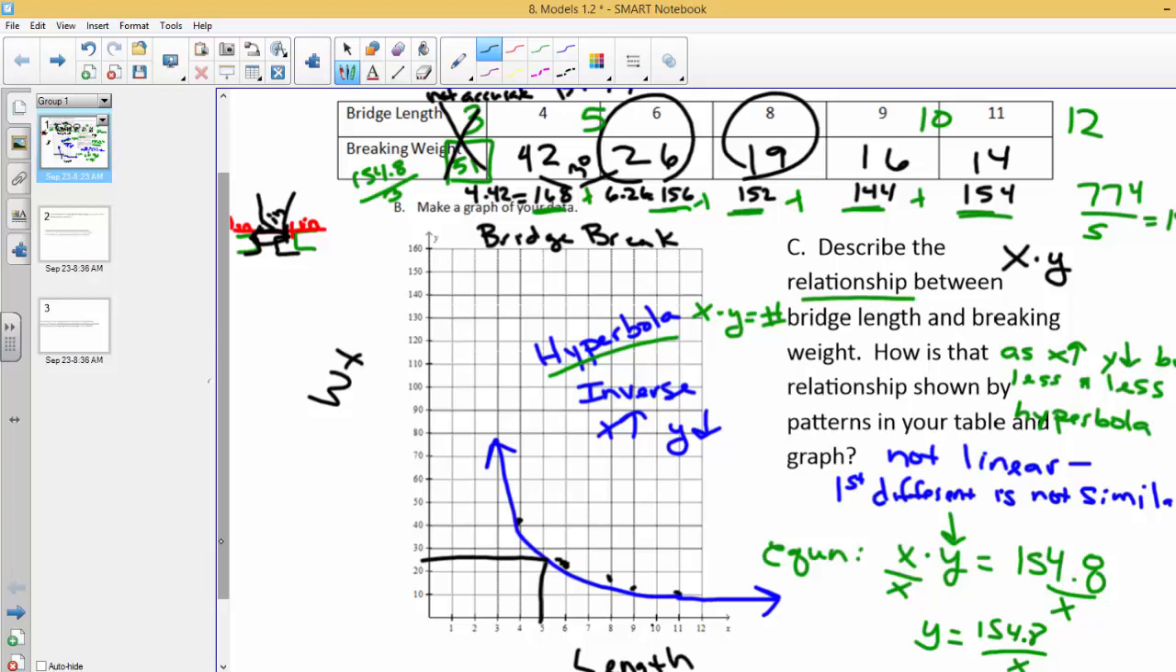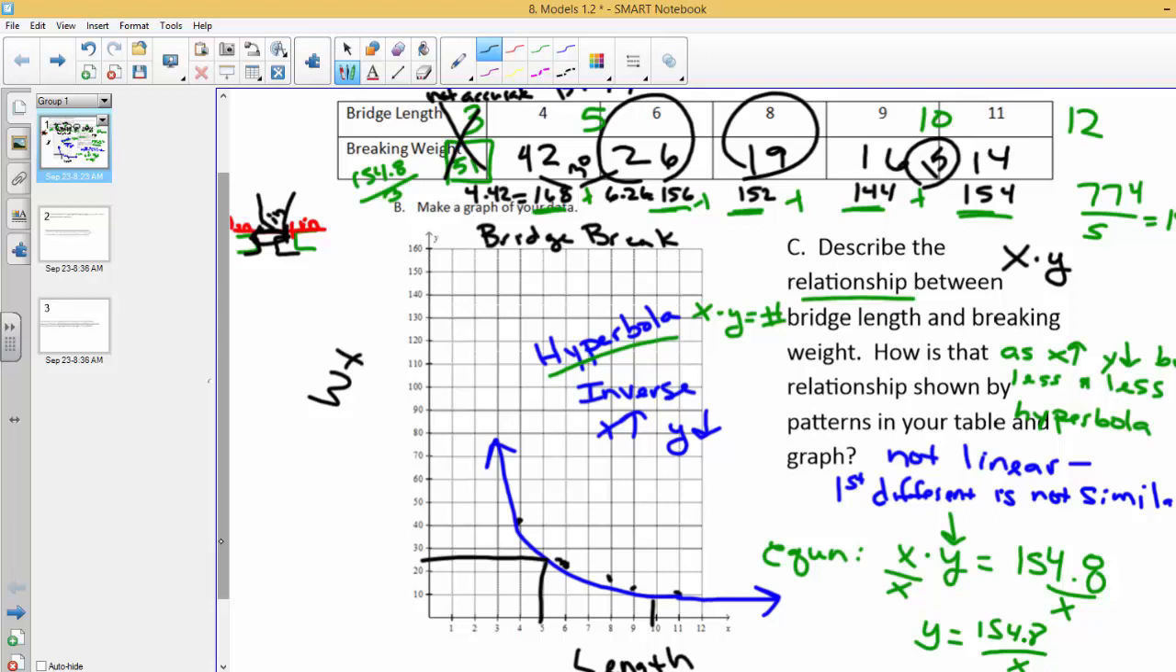10, if you want to go to 10 and trace it over, it's going to look like 10-ish. Actually, that's just kind of a low graph. It looks between 16 and 14 is 15. And if you do 154.8 divided by 10, you get 15.4.